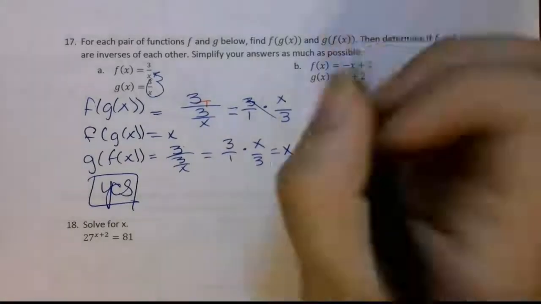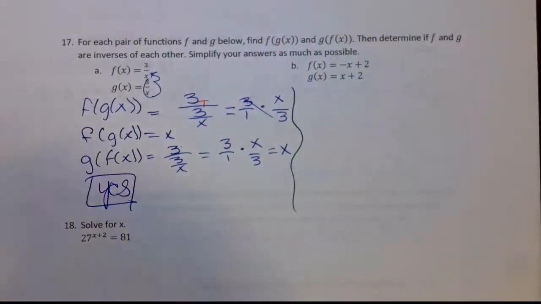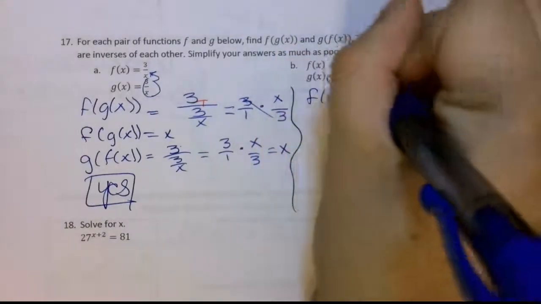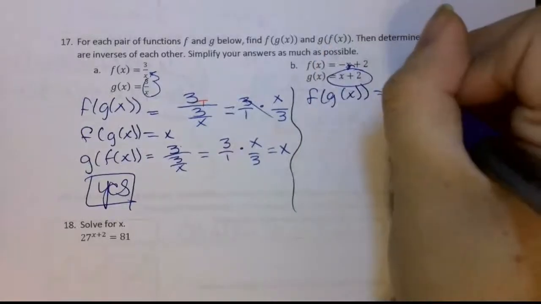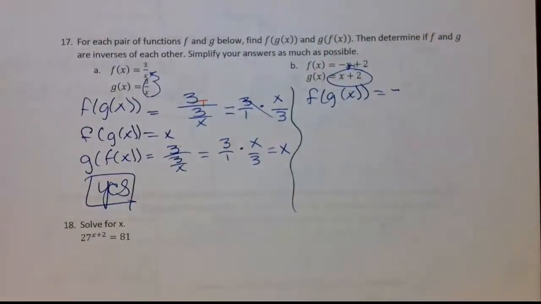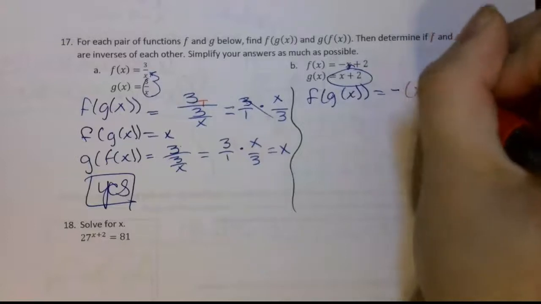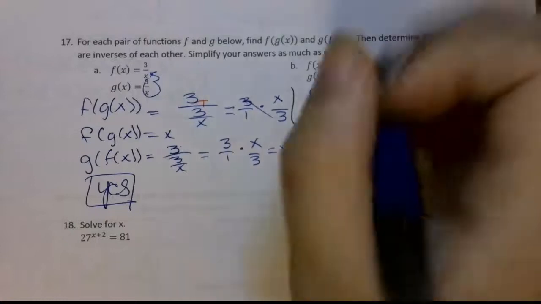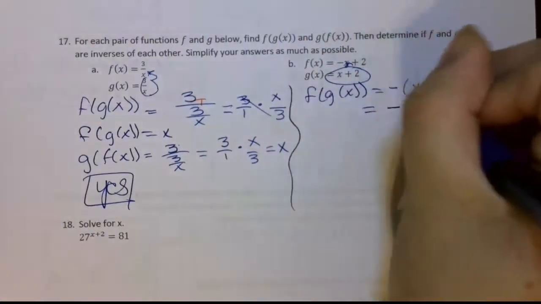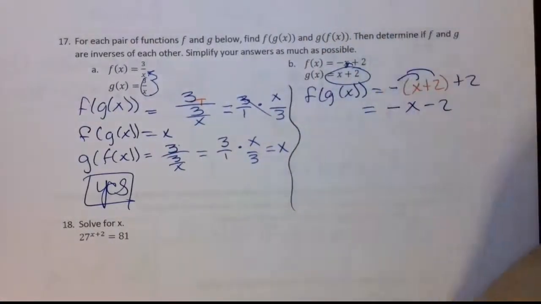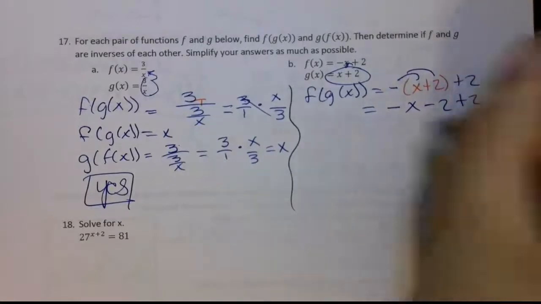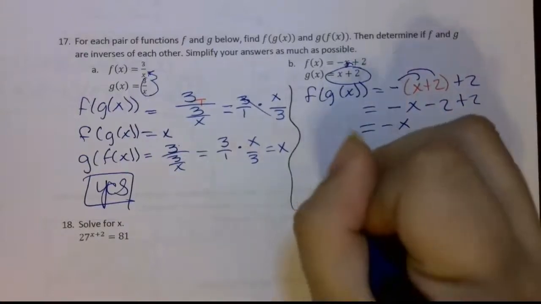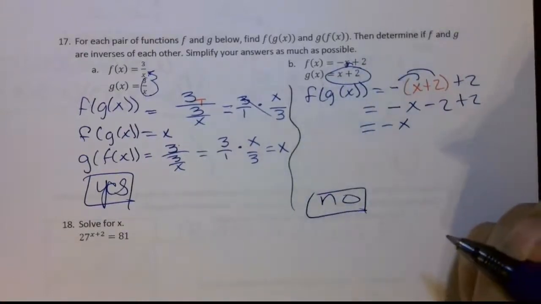B will work the same way. So when I find f of g of x, I'm plugging this in up there. So I have negative, and I'm plugging in x plus 2, plus 2. This simplifies to negative x minus 2 because I distribute the negative sign, plus 2 equals negative x. Because it's not a positive x, I can already tell these aren't inverses.